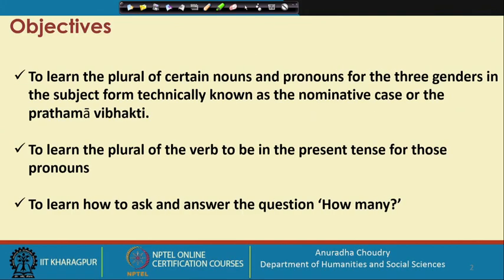The objectives of the course are the following: to learn the plural of certain nouns and pronouns for the three genders in the subject form, technically known as the nominative case or the prathama vibhakti. The second part would be to learn the plural of the verb to be in the present tense for those pronouns. And finally, to learn how to ask the question as well as answer it. The question is how many?